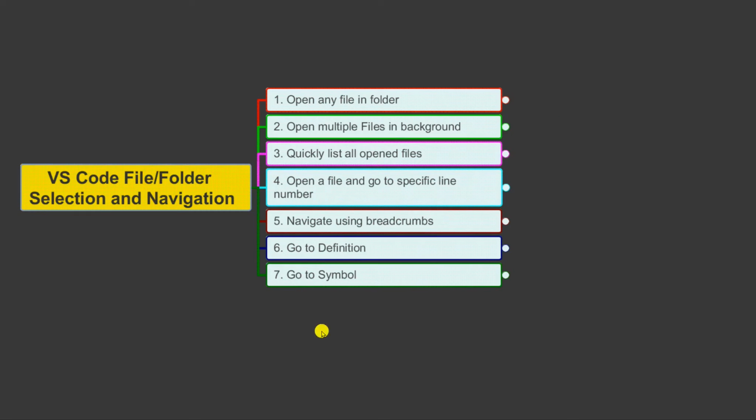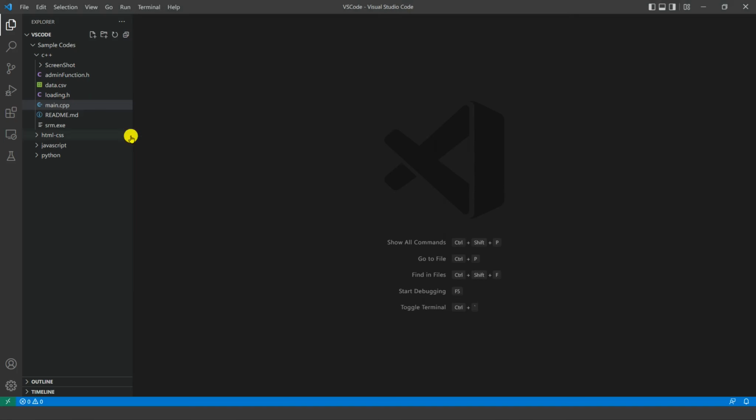So let's look at these 7 tips regarding file navigation. The very first is how to open any file in a folder. So let me go ahead and open my Visual Studio Code.